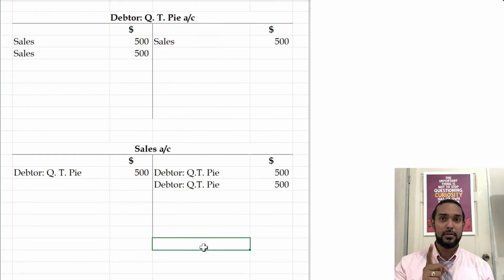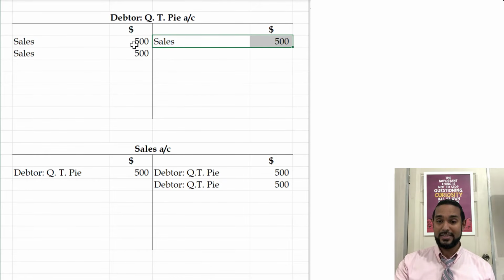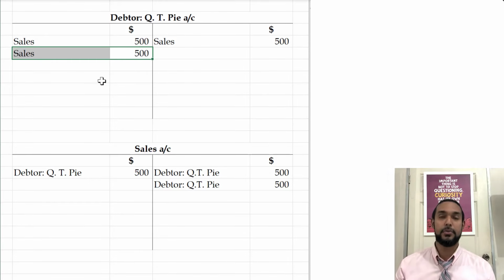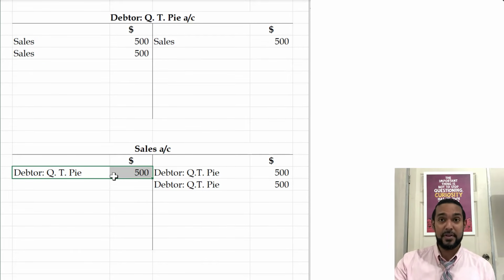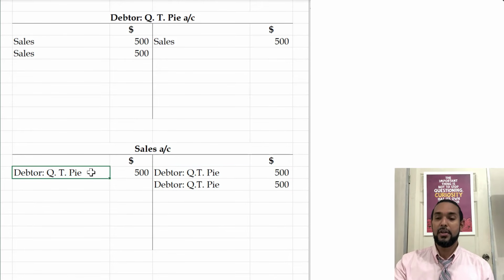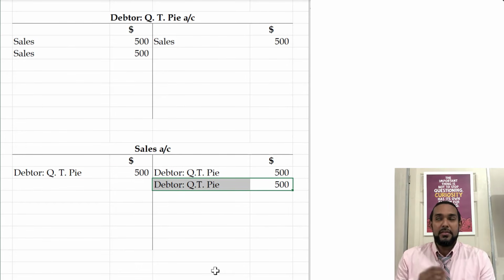So in all, if you look at it, we debited debtor QT-Pi twice for 500, which is equivalent to debiting QT-Pi for 1,000, double the amount of the error. Once to cancel the incorrect entry and once to enter the correct amount on the correct side. Similarly, in the sales account, we have an incorrect debit for 500. So we credited for 1,000. Why 1,000? Because one credit to eliminate the incorrect debit and another credit to put in the credit entry as it should have been put in.